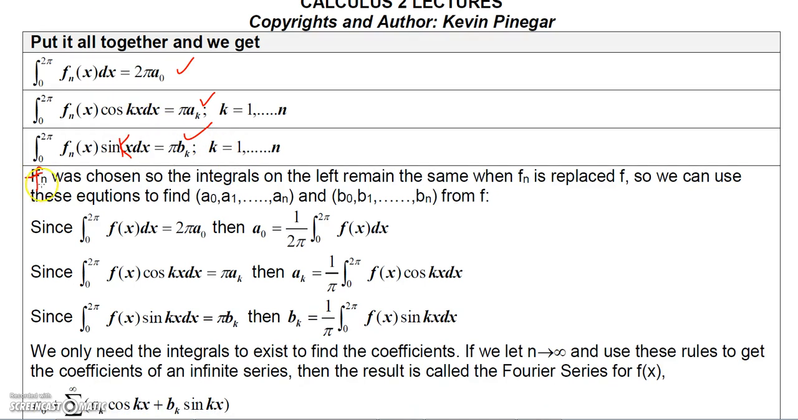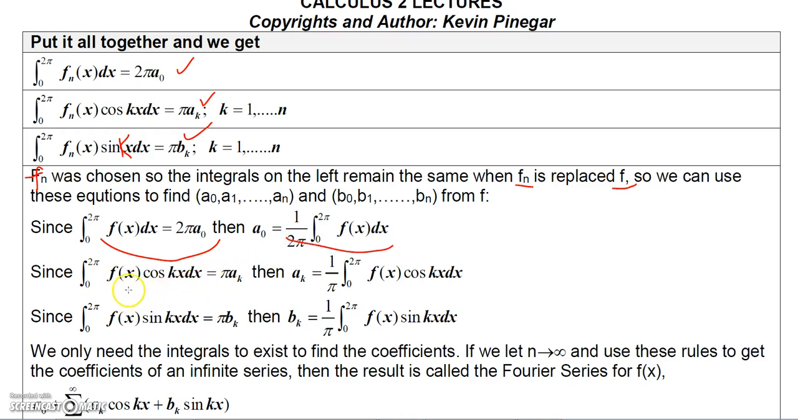Now this f_n function was chosen so that the integrals on the left will remain the same when f_n is replaced with f. So let's replace f_n with f(x), and we get this equation. And then if we wanted to solve this for a0, a0 would be 1 over 2 pi times this integral.